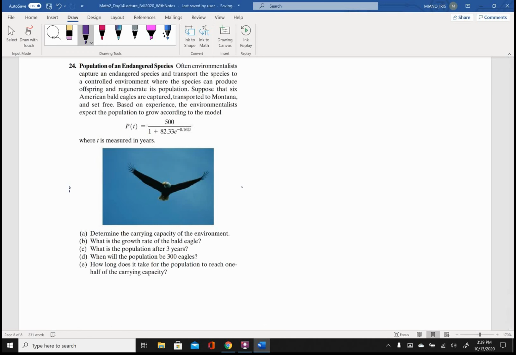Okay, let's punch this out real quick. So part A, determine the carrying capacity of the environment. Look at this, guys. It is the numerator value in this particular function. So part A is going to be 500 eagles. That's how many eagles the particular environment can handle. That's what is meant by carrying capacity. Part B.